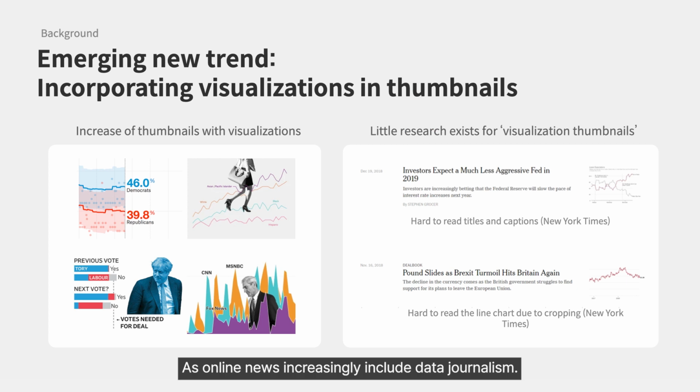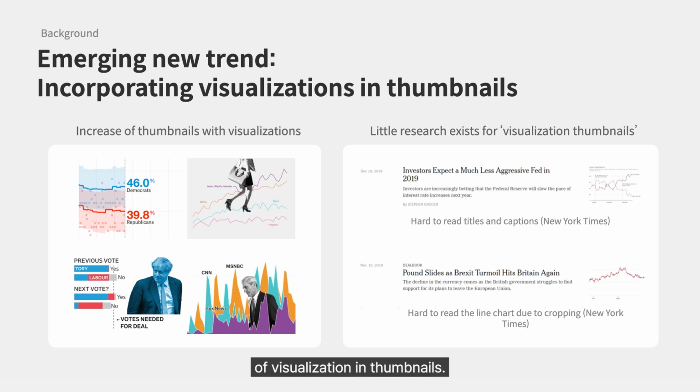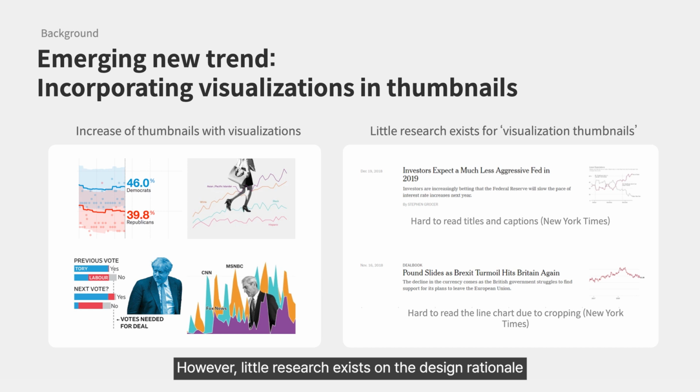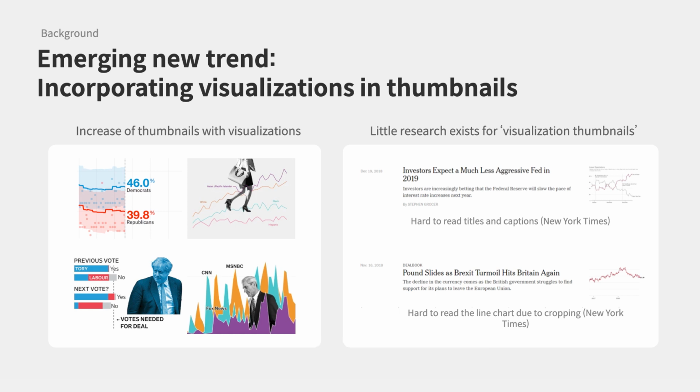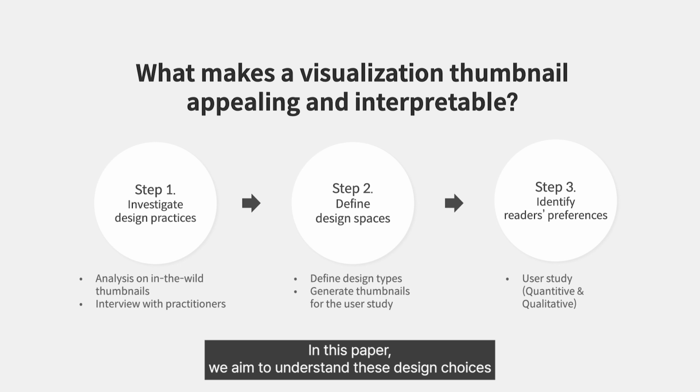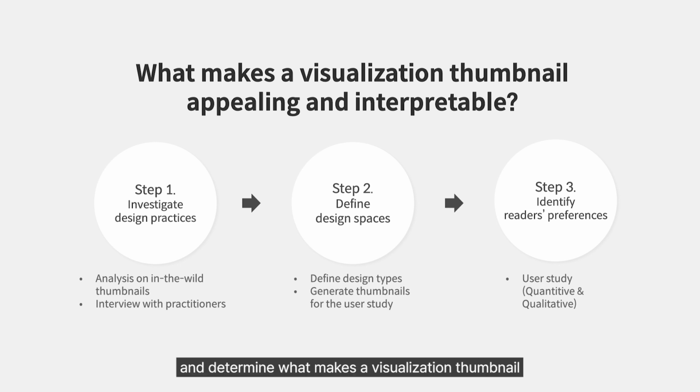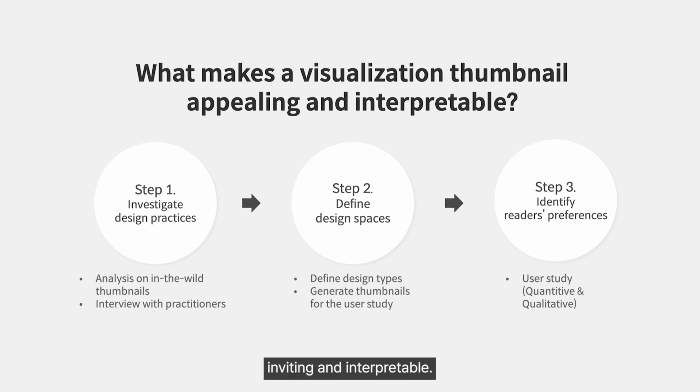As online news increasingly include data journalism, there is a corresponding increase in the incorporation of visualization in thumbnails. However, little research exists on the design rationale for these thumbnails that appear within the body of the associated article. In this paper, we aim to understand these design choices and determine what makes a visualization thumbnail inviting and interpretable.